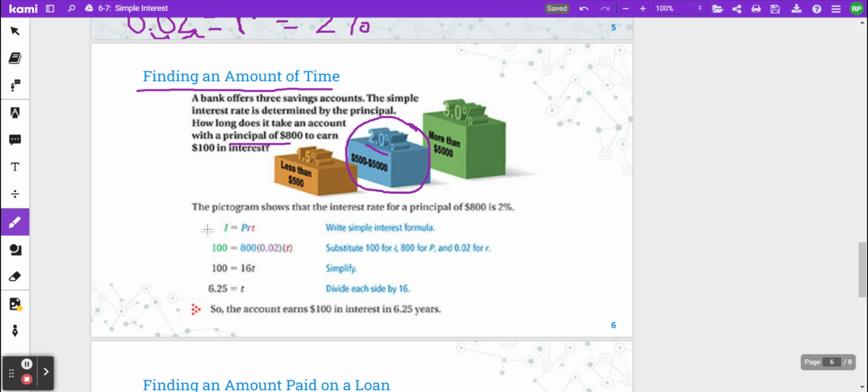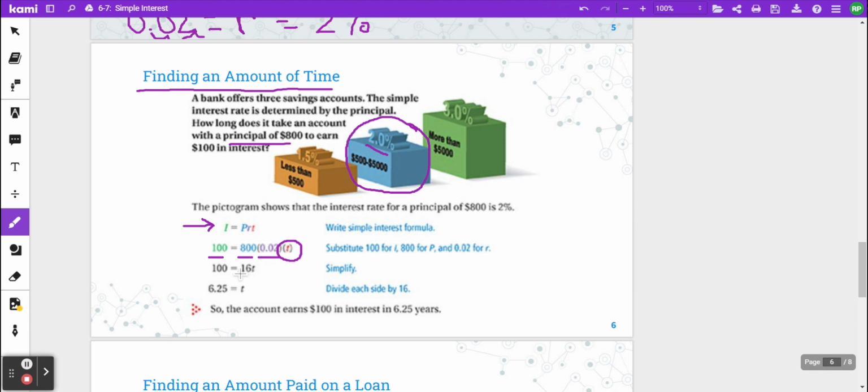So here we've got I is equal to PRT. We know that the amount of interest we're talking about earning is $100. The principal amount was $800. The annual interest rate based on that investment is 2%, so written as a decimal is 0.02, and we are solving for the amount of time in years. Just like the previous example, we should simplify 800 times 0.02 first, which gives us 16 times T.